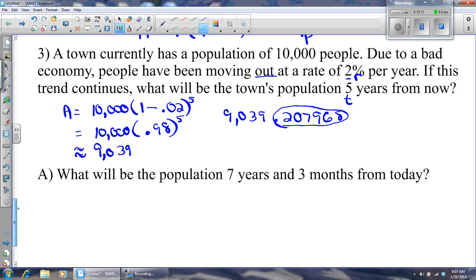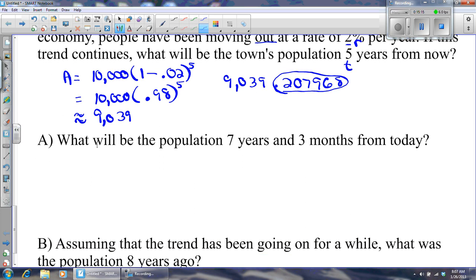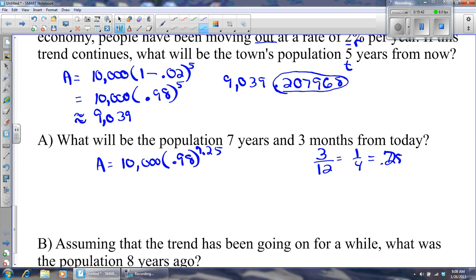Okay? Now, let's look at the situation A. Same problem, except what will be the population 7 years and 3 months from today? Well, the problem is going to look almost the same, right? 0.98. Now, the 7 years, it's not 7.3. Remember, 3 months. Years are based on 12, so 3 twelfths are the same as 1/4. Another decimal, that's 0.25, right? So for t, I'm going to do 7.25. So again, at this point, I just go to my calculator and put in 7 1/4 for the t, and in this case, I'm going to get 8,638, and it was 0.519, so I rounded up. Okay, that will be the population.